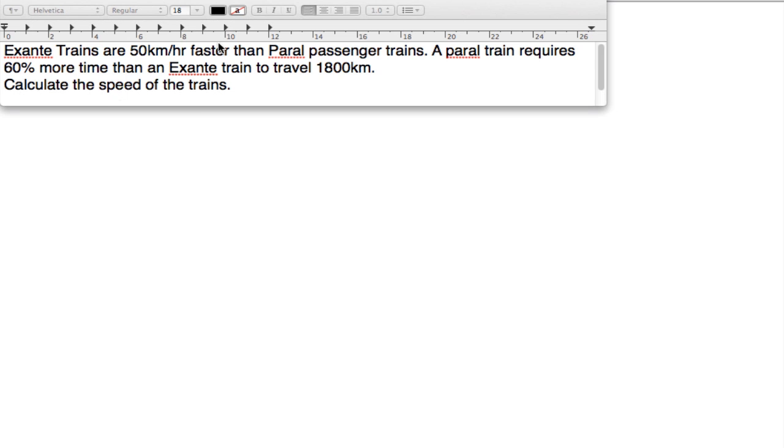So the very first step is I'm going to draw the chart for this one, okay? So bear with me on my messiness. E stands for our Exante trains, and P will be our Paral trains. And here's my chart. The first column will be our distance, second will be our speed, and third column will be our time.